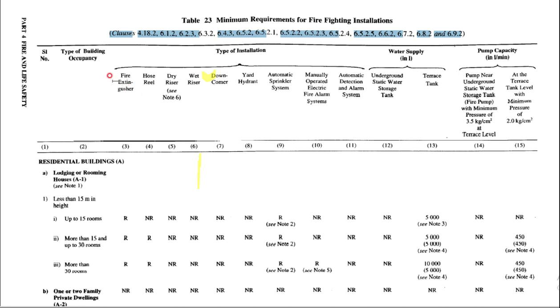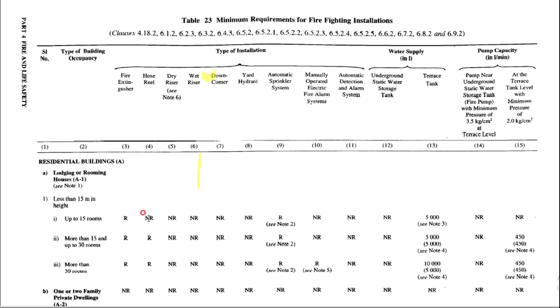These are the typical fire safety installations. Can you see here? This is fire extinguisher, hose reel, dry riser, wet riser, downcomer, yard hydrant, automatic sprinkler system, manually operated system, automatic detection system. These are the types of installations.